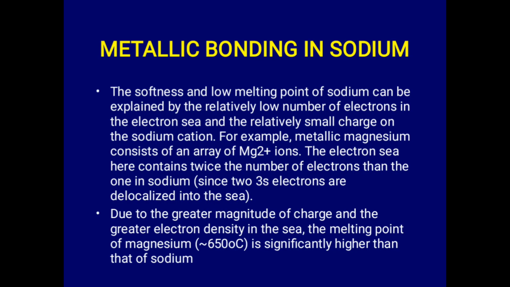Now we can look at a key property of sodium, for instance, to understand the bonding and how it affects it. The softness and the low melting point of sodium are usually explained by the relatively low number of electrons in the electron sea and the relatively small charge of the sodium cation. For example, in magnesium, which contains Mg2+, the electron sea contains twice the number of electrons as in sodium. So, due to the greater magnitude of charge and electron charge density, the melting point of magnesium will of course be higher than that of sodium.